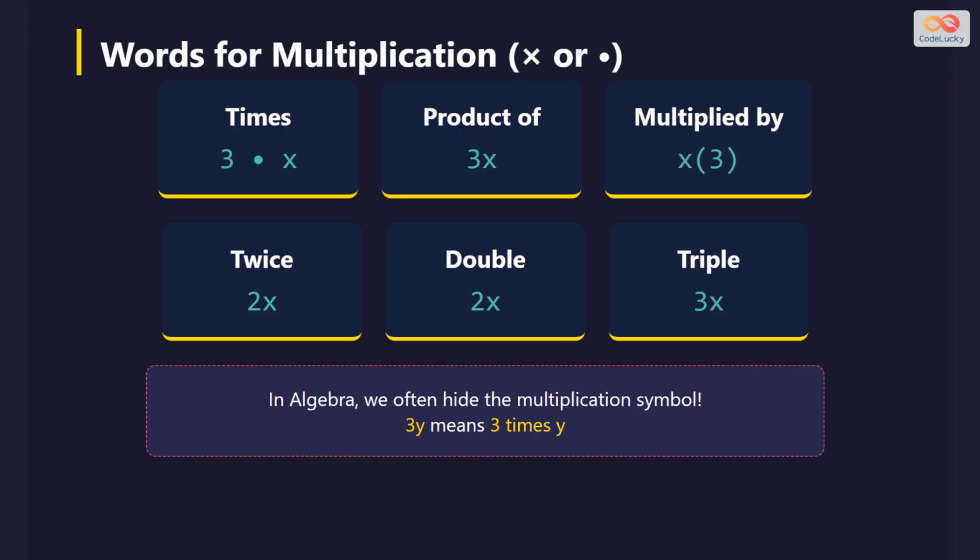Multiplication is often hidden in algebra. If you see a number right next to a variable, like 3x, it means multiplication. We use words like times, the product of, twice, or double. Remember, 3y simply means 3 times y.